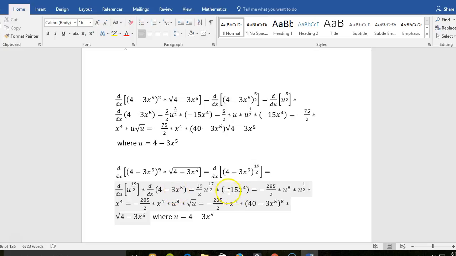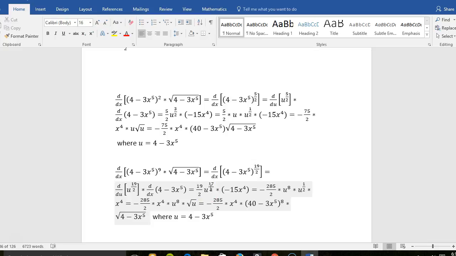Again, that's that same d by dx part, that d by dx just gives you the negative 15x to the fourth. And then remember, 19 halves comes down, subtract 1 from 19 halves, and you get 17 halves up here. And then, now guys, multiply 19 times negative 15 and you'll get negative 285, and then that 2 is on the bottom.